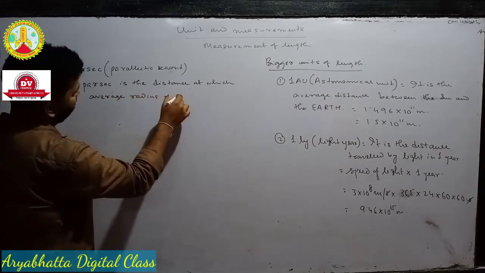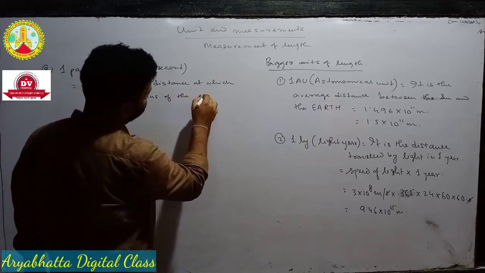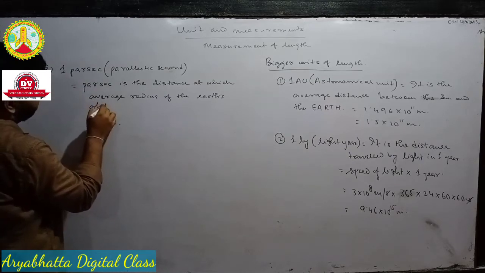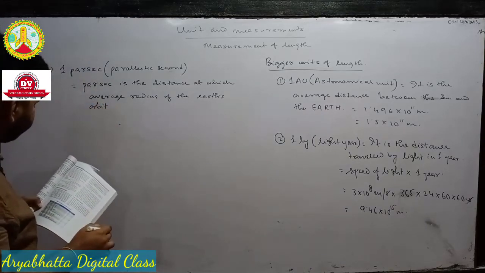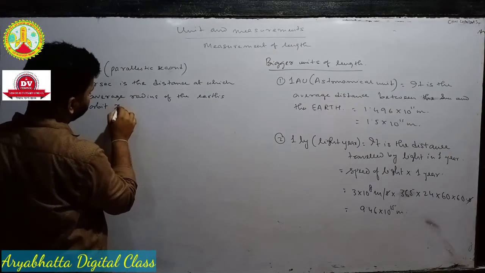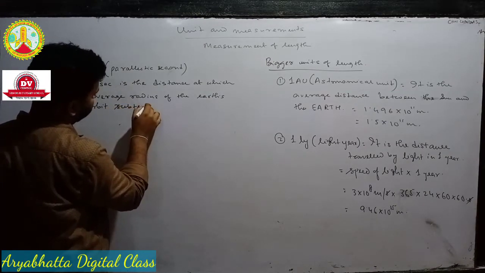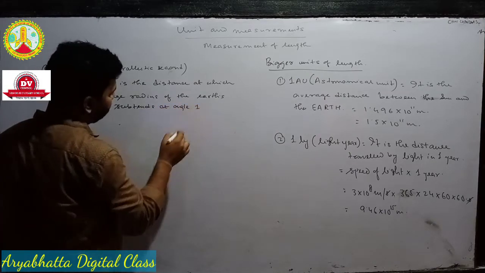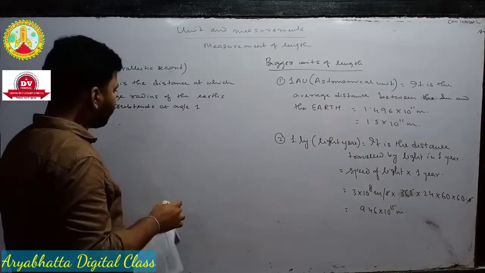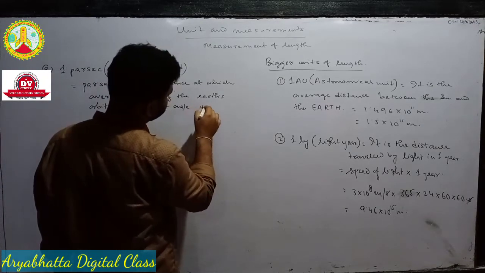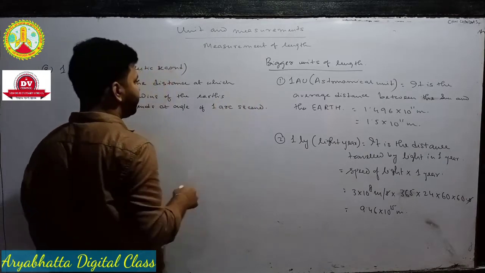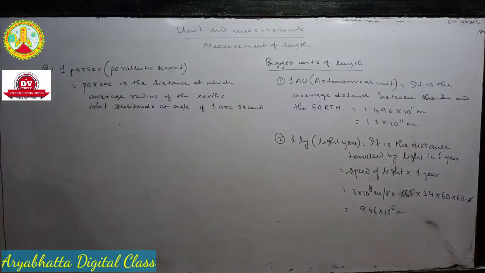Average radius of the earth's orbit subtends an angle of 1 arc second. This is the definition you have to write in your exam, if the definition comes. But what is actually a parsec?